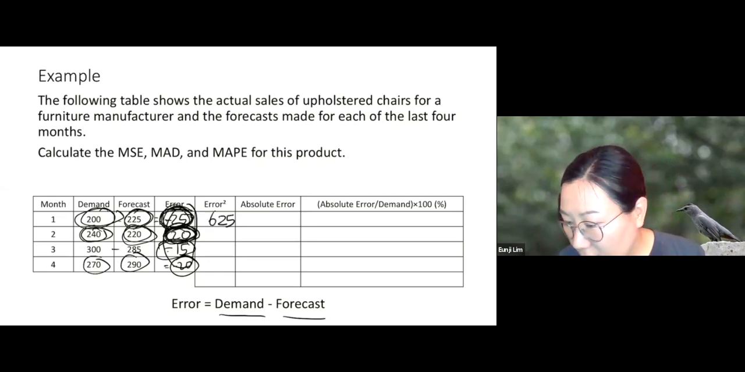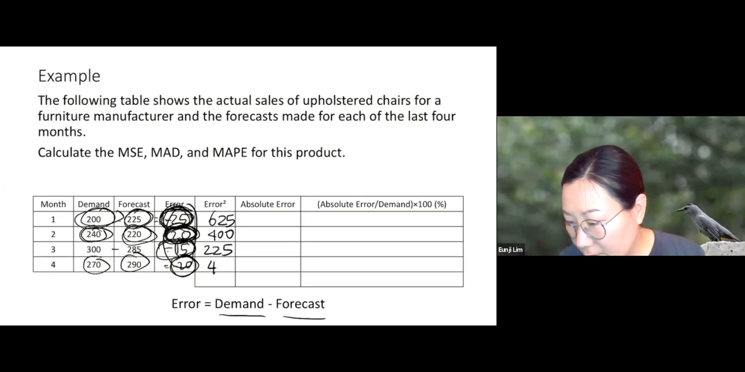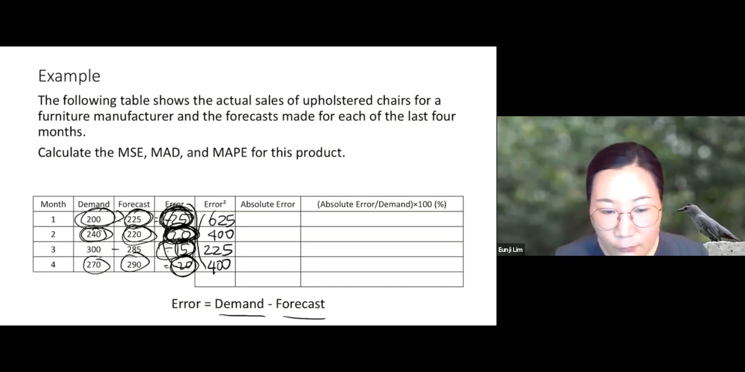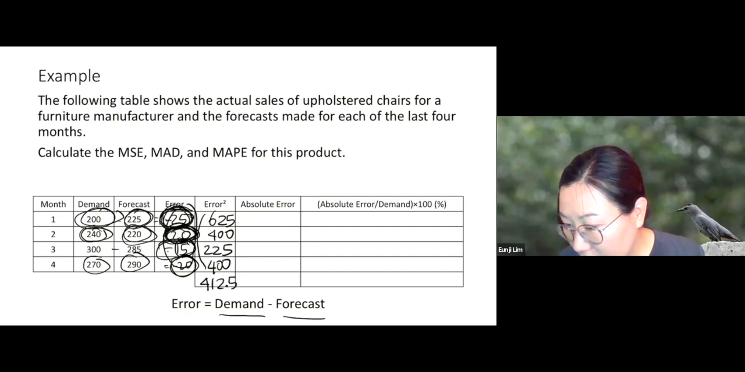If you square 20, you get 400. Again, the sign is positive. 15 squared is 225. Negative 20 squared is 400. So these are the squared errors. And now we can average them. If you average them, you get 412.5. This is called the mean squared error.